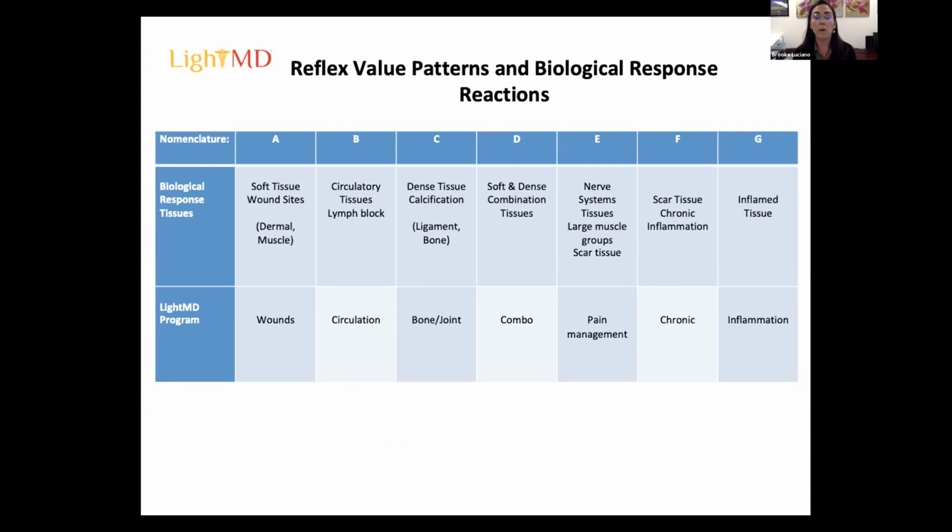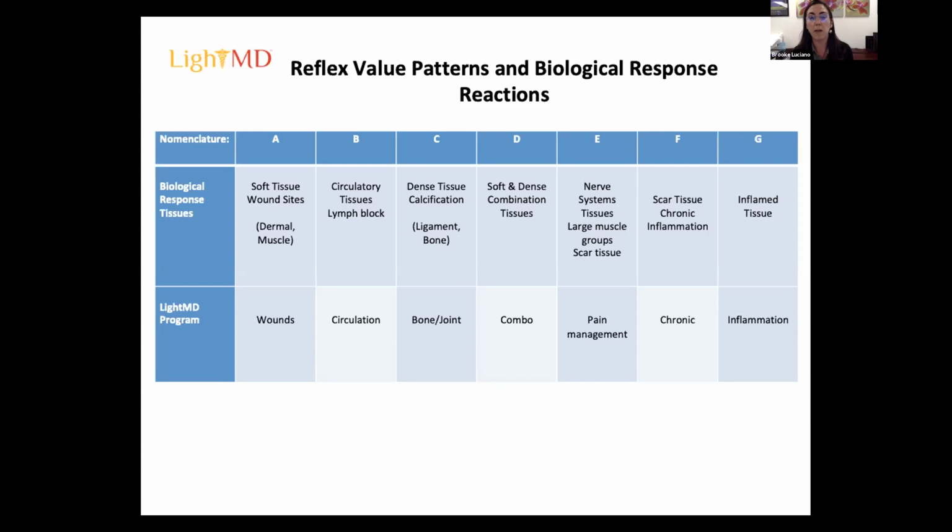Combo protocol, we use this one a lot specifically for stiffness. It's good for soft and dense combination tissues. We found really fast effects when somebody has stiffness or scar tissue, using this program before A.R.T and soft tissue manipulation, like Dr. Conley was mentioning. The third, or in the E column, we have pain management.